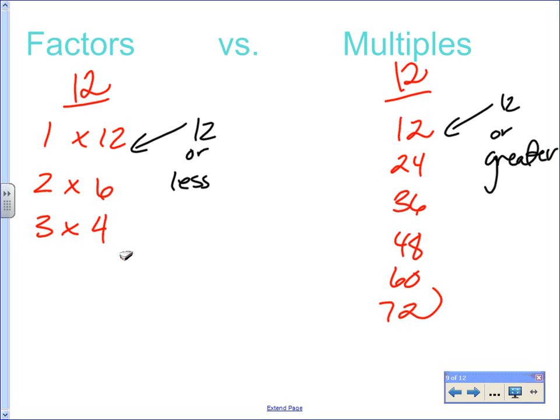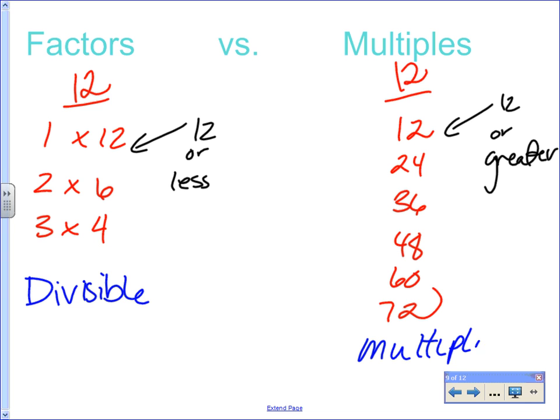Okay? When you are finding multiples and factors of numbers, factors are all numbers that your number, the number you started with, is divisible by. And multiples are all the numbers that you get when you multiply that number. So factors of 12, to find factors you divide, to find multiples you multiply. That makes sense because the word multiple sounds like multiply.